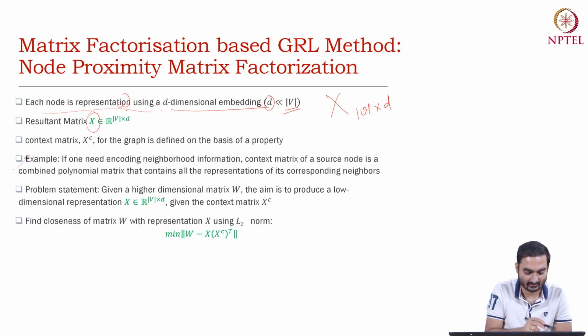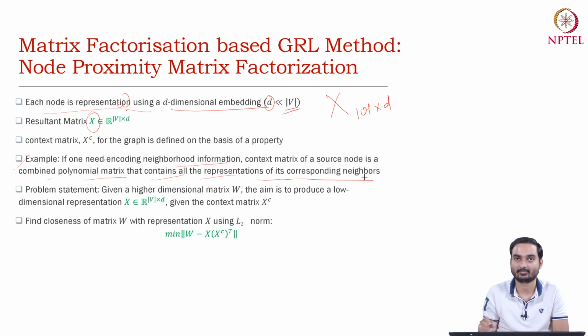So let's take an example. If one needs to encode neighborhood information, the context matrix of a source node is a combined polynomial matrix that contains all the representations of its corresponding neighbors. Say you have a high dimensional matrix W. The aim is to produce a low dimensional representation X, given the context matrix Xc. Now what is Xc?